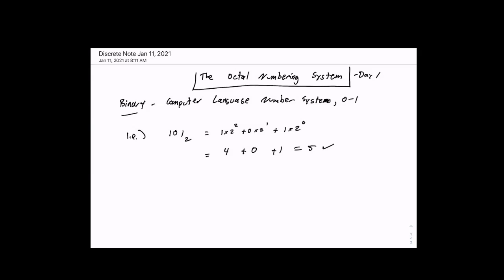We always go from right to left in binary, which means this is 2 to the 0, then 2 to the 1, and of course 2 squared. All right, so it's a bunch of on-off switches.